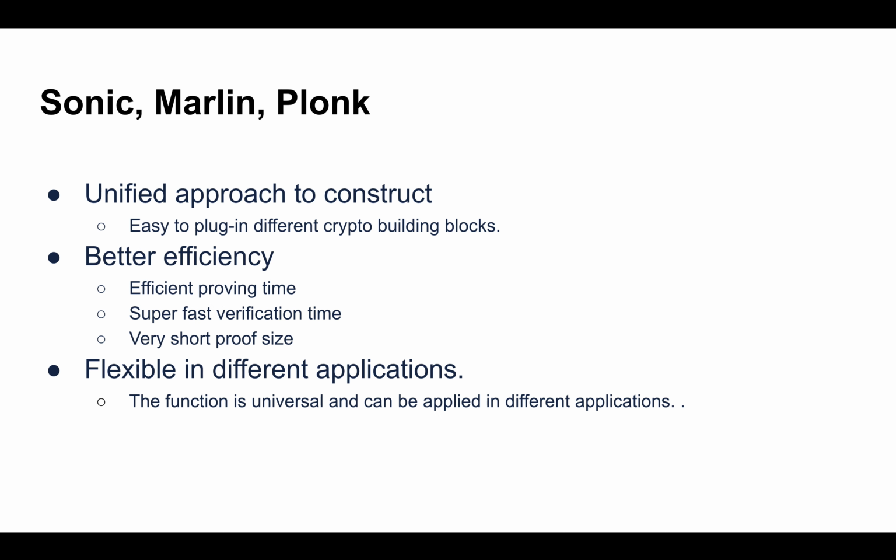The third advantage is that these constructions are flexible in different applications. This is because the function in these constructions is universal. That means the function f can be applied in different applications. Zero knowledge proof is a protocol usually defined for a specific NP language, which is defined by a specific function. A universal function allows the prover to prove different NP languages using such a universal function, such that we can launch it one time and use it in different settings.